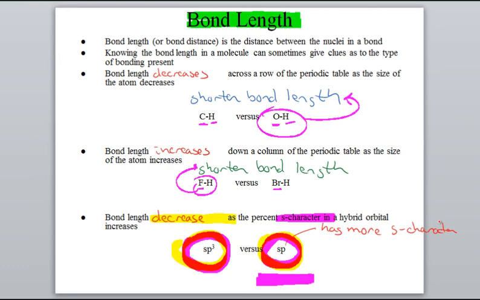So what if I gave you 2 molecules? What if I gave you methane and some alkyne molecule? And remember, alkyne means it has a carbon-carbon triple bond.